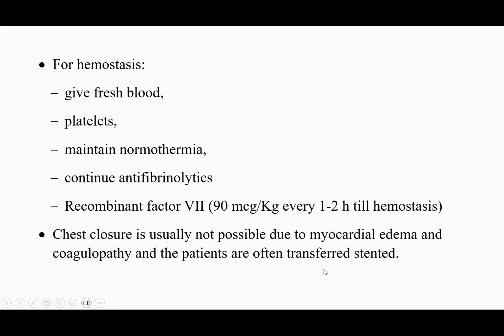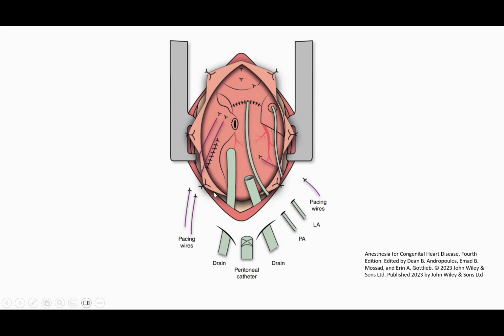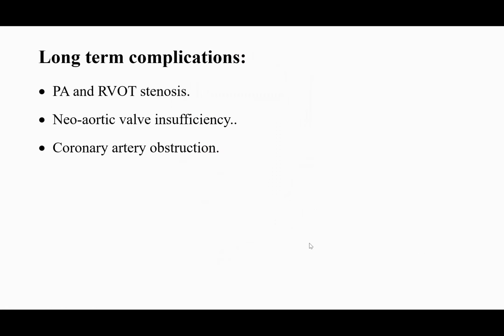And in some cases, we ultra fast track the patients and extubate on table, but this is rare, though sometimes we have done it. This is a diagram to see how many wires and tubes are coming out of the patient: the pacing wires, the drains, the peritoneal catheter for peritoneal dialysis, the LA line, and here they are putting a PA line, which we do not do, but maybe some surgeons leave a PA line, a pulmonary arterial line.